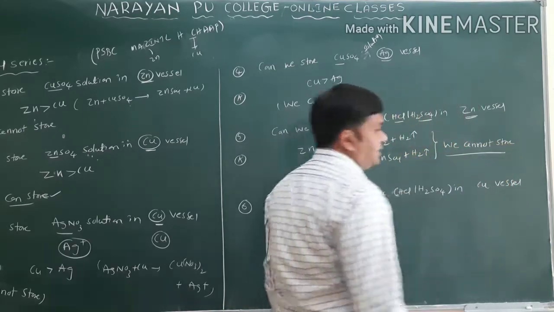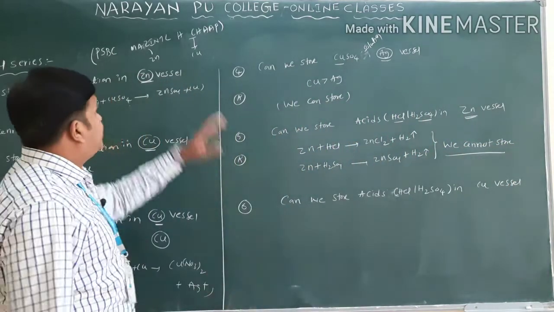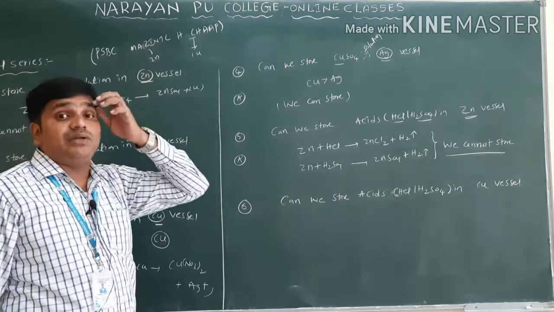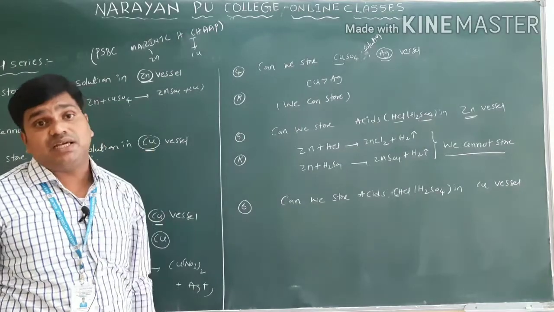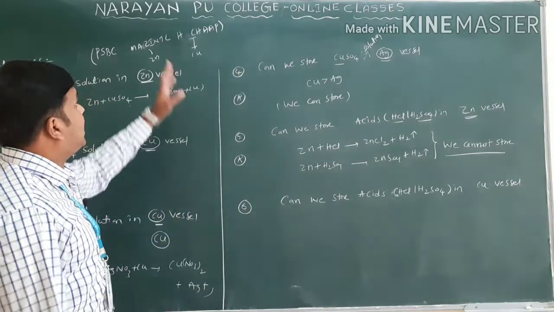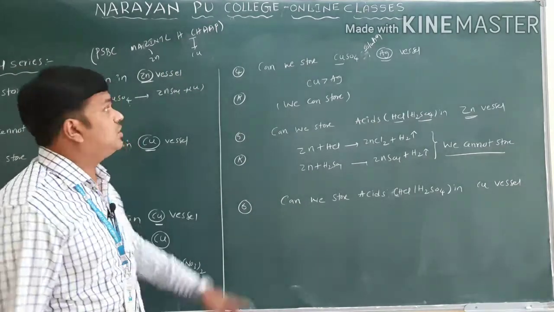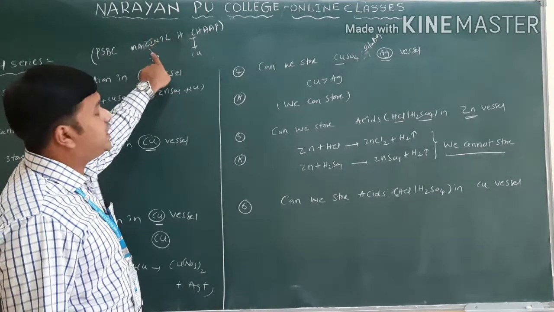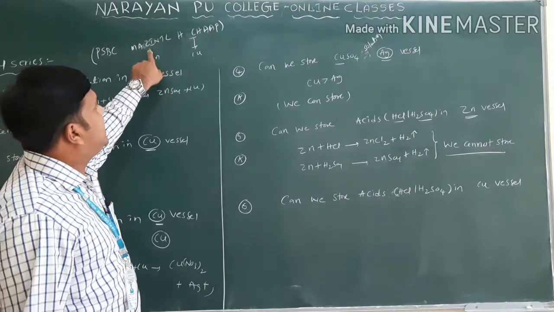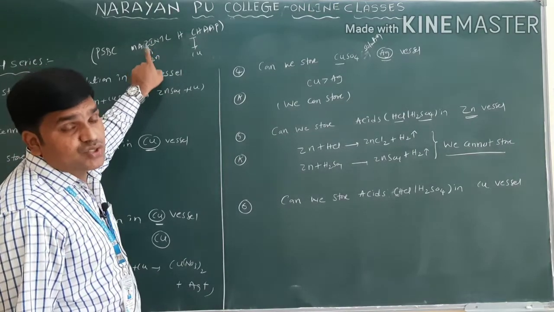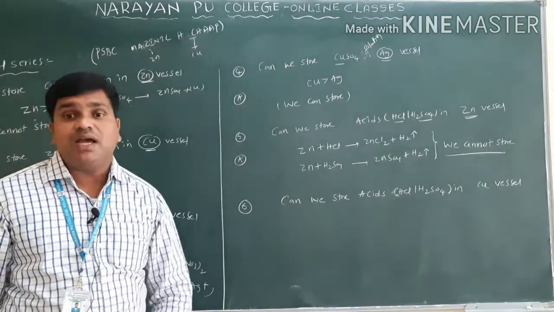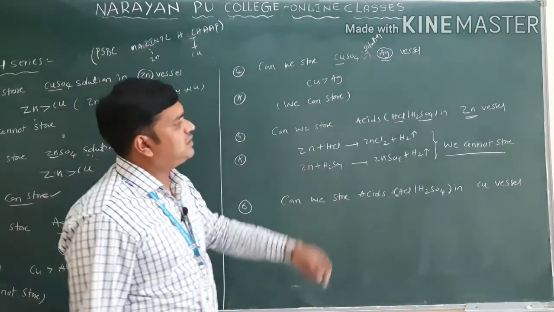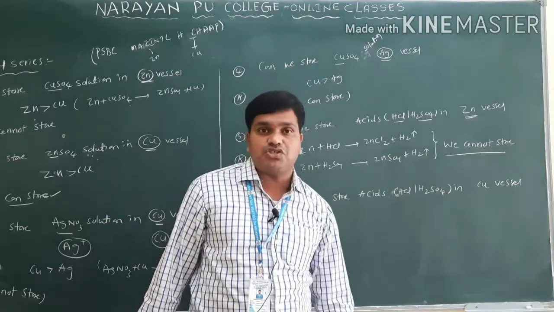Already I told you this point. The metals which are present before hydrogen will displace hydrogen from the dilute acids. The dilute acid may be HCl or H2SO4. But after hydrogen, they cannot displace. Now we can see here zinc is there, here hydrogen is there. So is zinc present before hydrogen or after hydrogen? Zinc is present before hydrogen. So it will displace hydrogen from the dilute acid. So what is your answer here? Can we store acids in a Zn vessel? No, we cannot store.